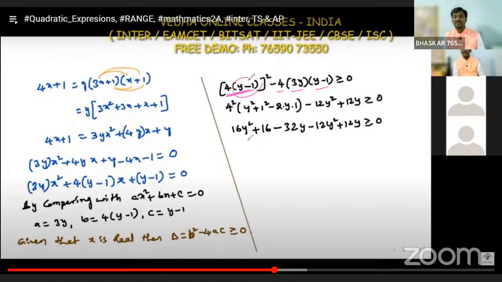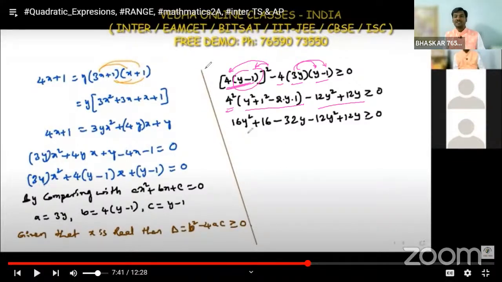Okay, the (a minus b) whole square formula applies here. This square is applicable for both, remember. 4 square is 16, and (y minus 1) whole square is a square plus b square minus 2ab. 4 times 3 is 12, so 12y into y, 12y into minus 1.